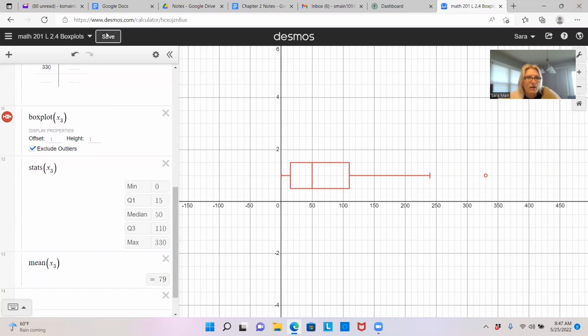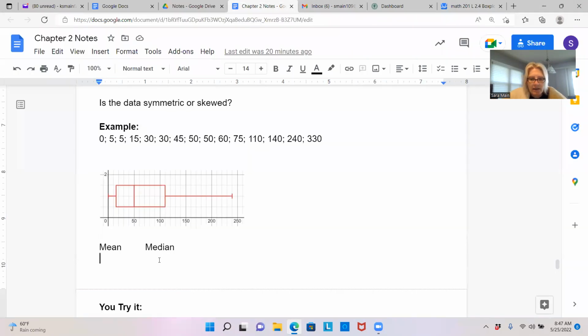So let's go ahead and put that in our notes. So the mean is 79, which is definitely greater than the median. And that shows that it's skewed to the right. And so definitely you can use your box plots, and a box plot will give you a good indication. And then your mean and your median comparison will definitely give you a good indication.